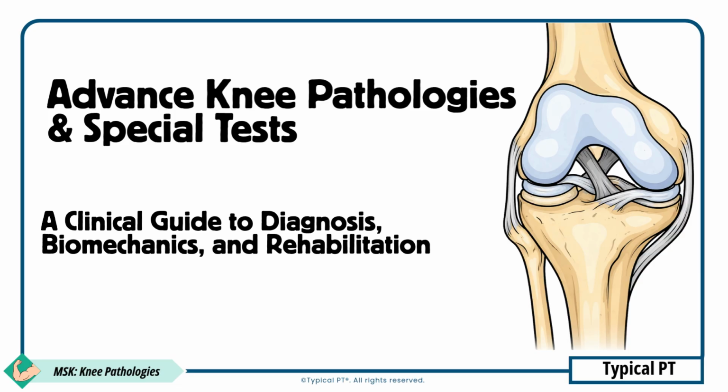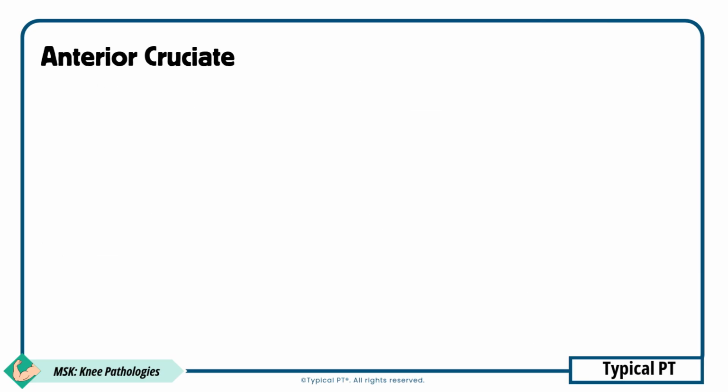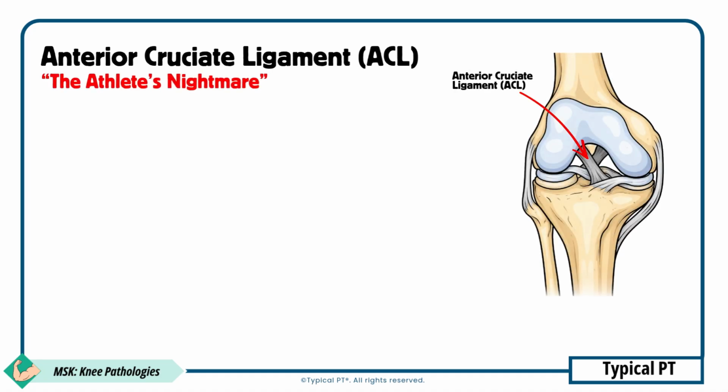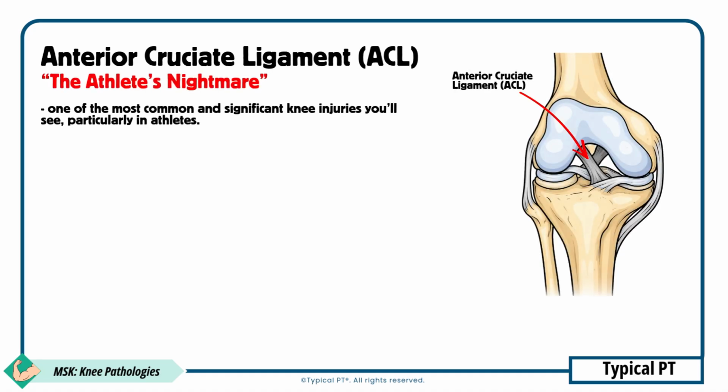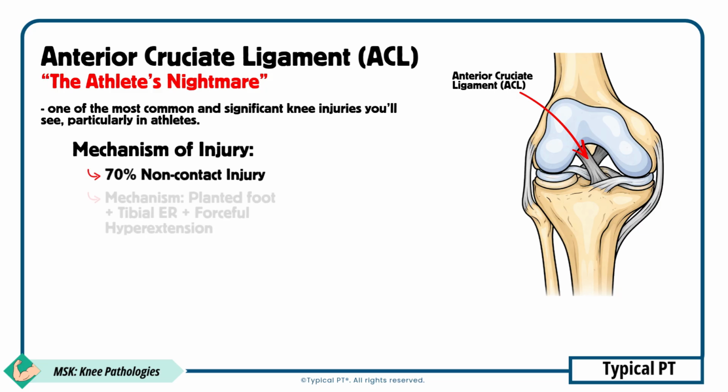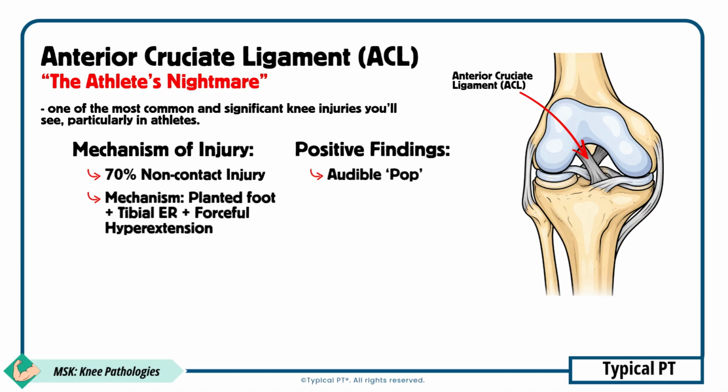Let's start with the anterior cruciate ligament, or ACL. This is one of the most common and significant knee injuries you'll see, particularly in athletes. The majority of ACL injuries are actually non-contact. The typical mechanism involves a planted foot with the tibia externally rotating while the knee is forced into hyperextension. Patients often describe hearing a loud pop and feeling like their knee just gave out or buckled beneath them.